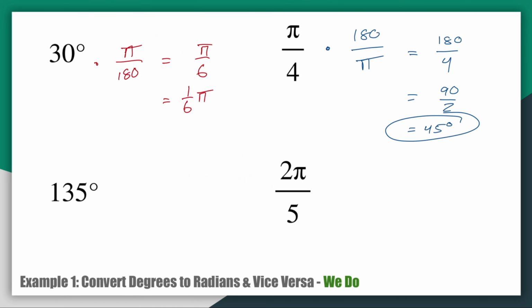Now, hopefully you're getting this. I want you guys to try the next 2. Take this, convert it to radians. Take this, convert it to degrees. Why don't you go ahead and pause it and give it a try. All right, so hopefully you gave that a try. All right, you have 135 degrees, and you are going to want to multiply this by pi over 180, okay? Your degrees cancel. You get 135 pi over 180.